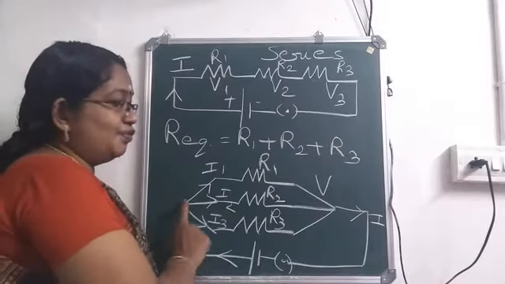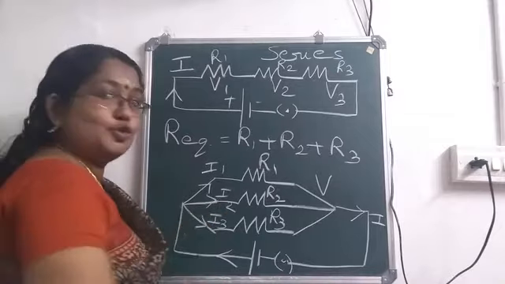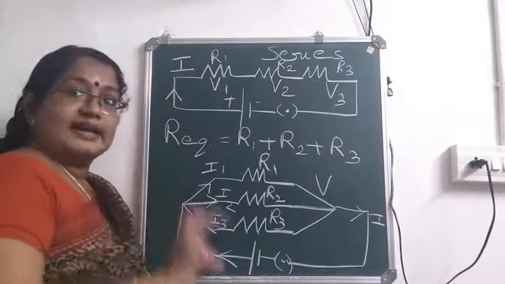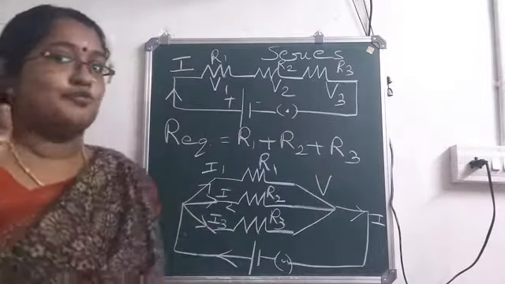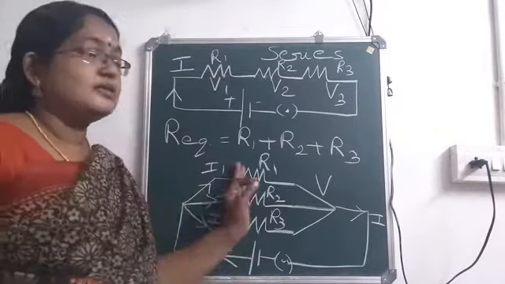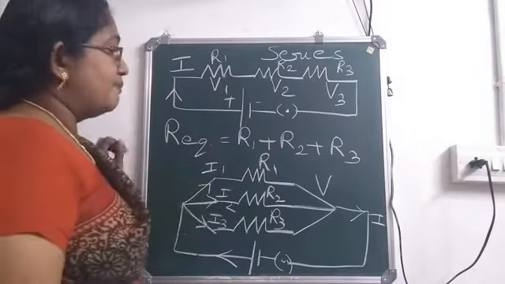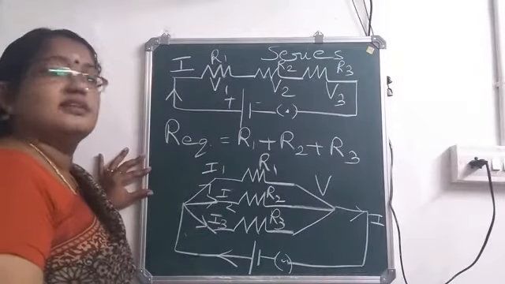Now the current flowing through each resistor will be different because here it is dividing into branches. So current will be different in the case of parallel connection, but what about potential? Potential will be same for all the 3 resistors. And now what about the total resistance in this case?